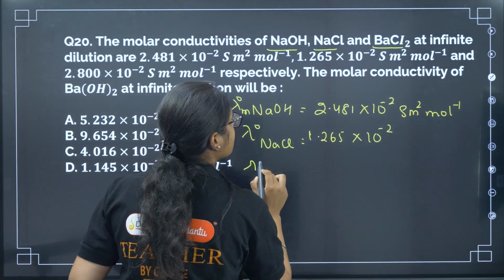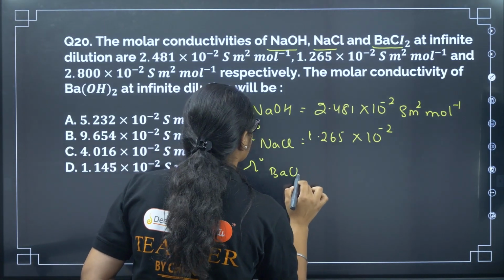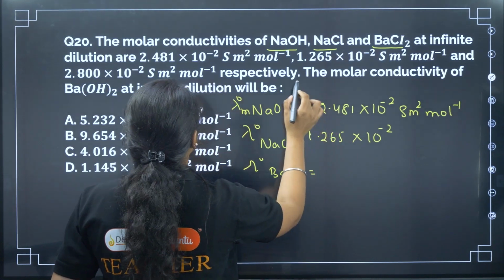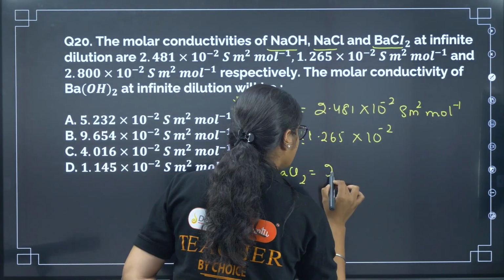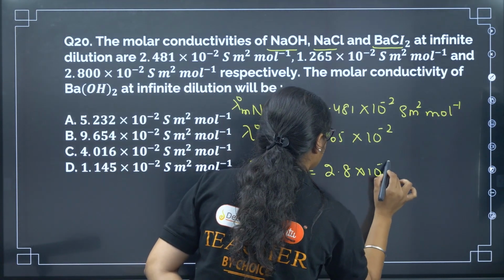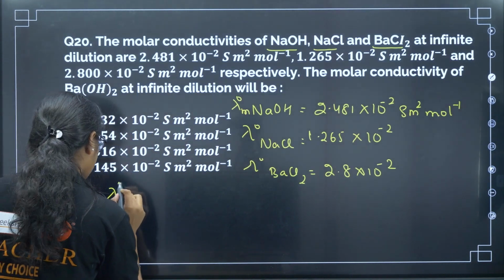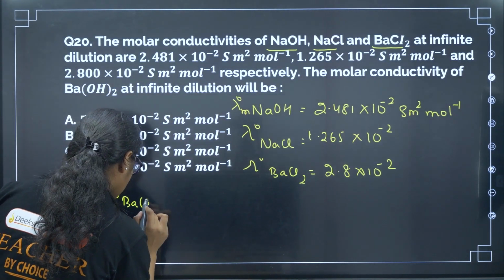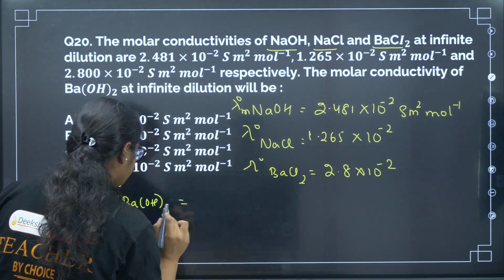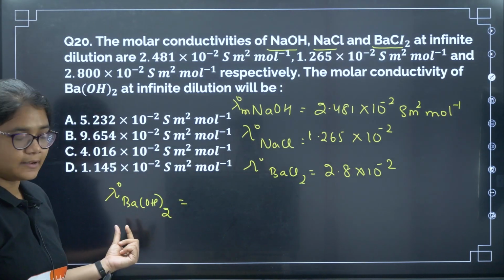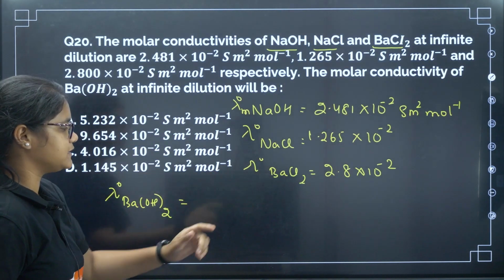Then we need for BaCl2. The BaCl2 value given is 2.8 into 10 to the power of minus 2. Okay. Now the question is asked for barium hydroxide. Now if you see this properly, we need first barium. In which of the following will we get barium? That is the third one.